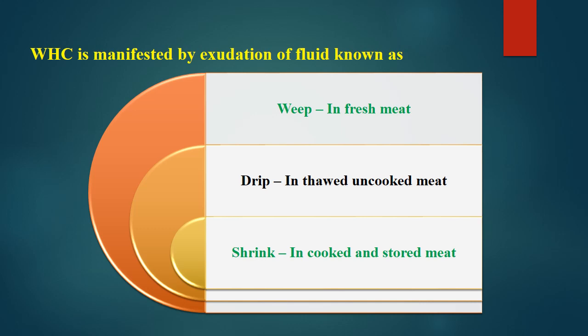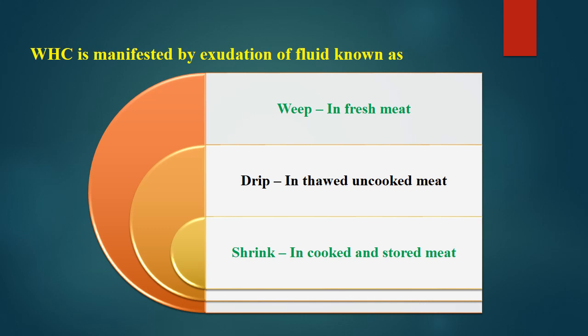It is manifested through exudation of fluid from meat at different stages. When it is fresh meat and we hold it, sometimes there will be some water oozing out with a reddish color, that is called weep. Whereas when the meat is frozen and then we start thawing it, bringing it back to normal temperature, a lot of water also comes out with reddish color, that is called drip. And sometimes there is a loss of water due to cooking or storage of meat, that is sometimes called shrink. So these are different manifestations related to water holding capacity.